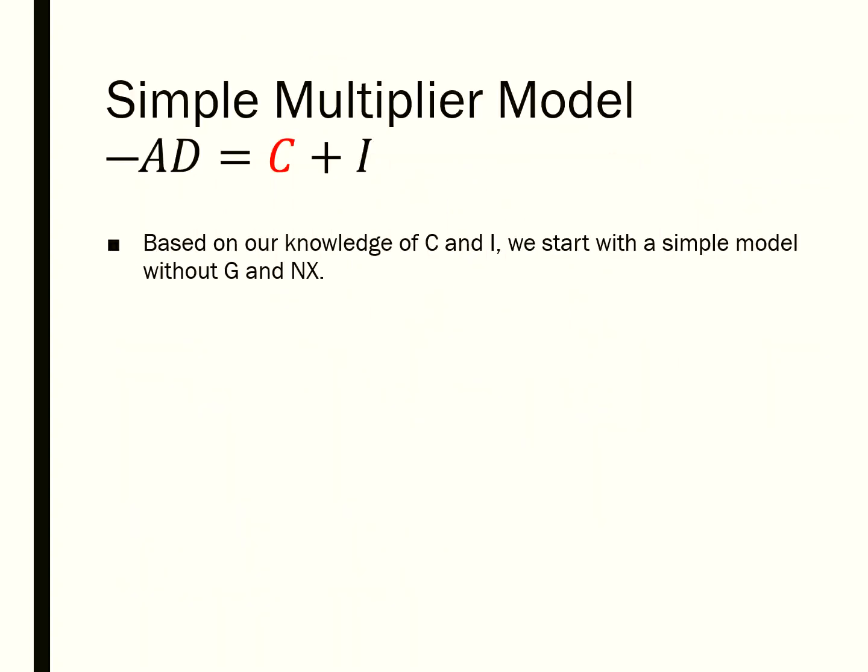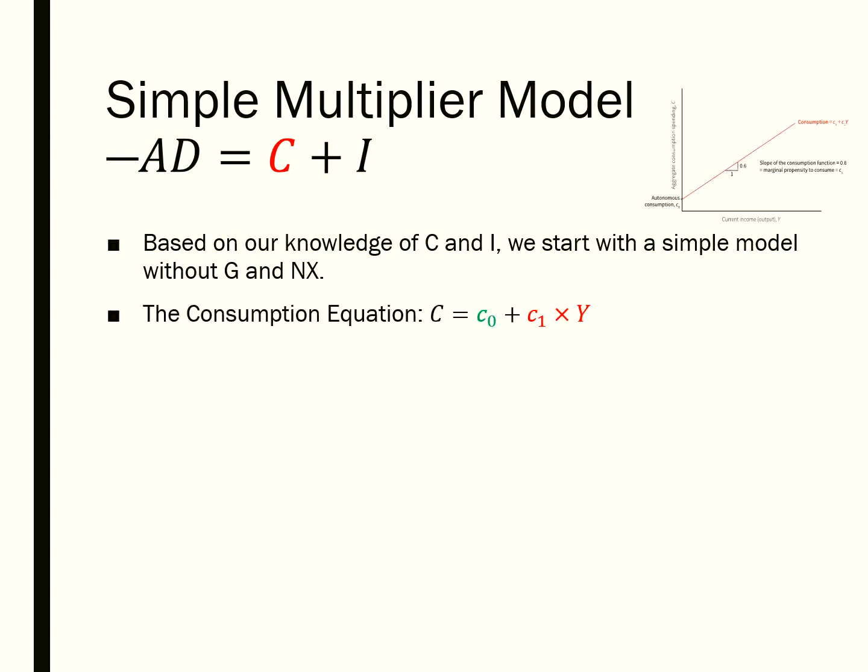Based on our knowledge of decomposition of GDP, we will build a simple multiplier model first to explain the demand side of the economy. Let's only consider the C and I components and ignore the G and net export components for now. The C component is modeled by the consumption equation.